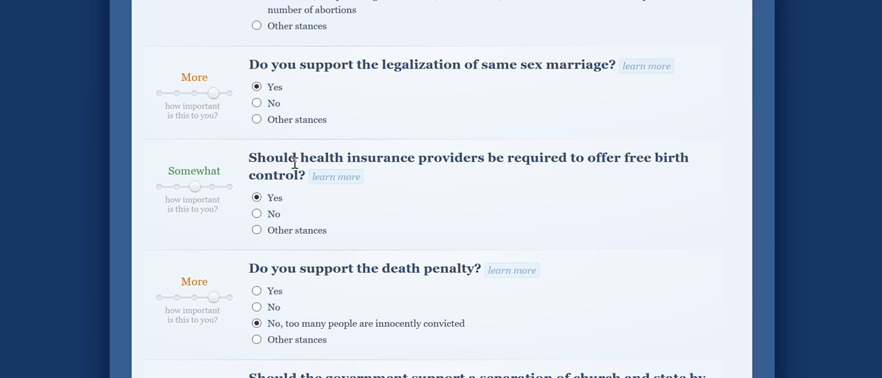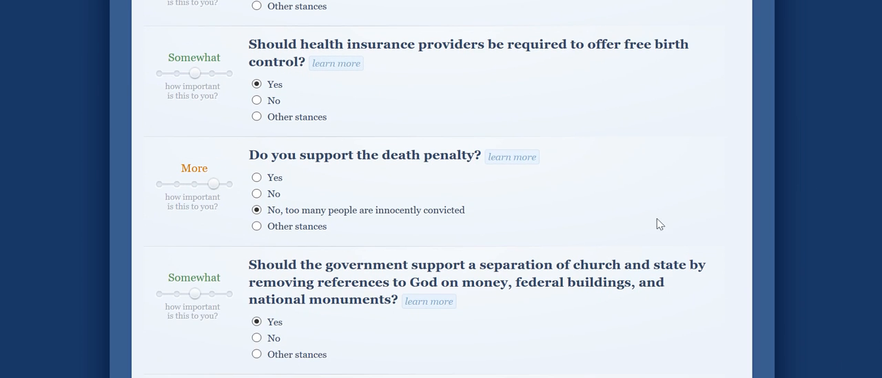So the phrasing of the question is a little weird, because basically what it should say is, should health insurance providers be required to offer birth control instead of the word free? They put the word free in there. I don't know why. It kind of is weird for the question, but yeah, they should provide it like any other thing. So that's why I put yes for that. Do you support the death penalty? No, too many people are innocently convicted.